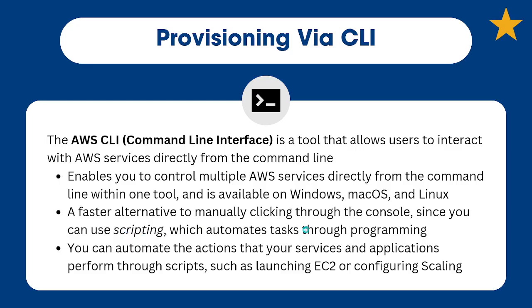So yeah, it's faster because you can use scripting. Scripting is where you can automate tasks through programming. So if you want to, for example, every day at noon, start up 10 different EC2 instances, you could do it through the management console, but that would take a bit of clicking, quite some time. Or you can do it automatically through a script. A script would run itself. It would tell the AWS Cloud to do the exact same thing, and it would do it pretty much instantly. So you can automate the actions that your services and applications perform through scripts, such as launching EC2, just like I said, or configuring scaling.